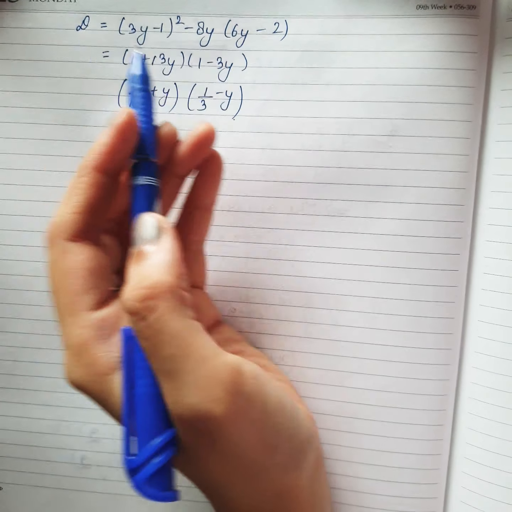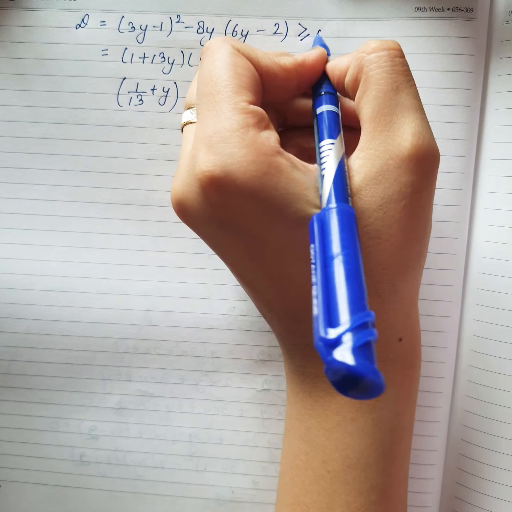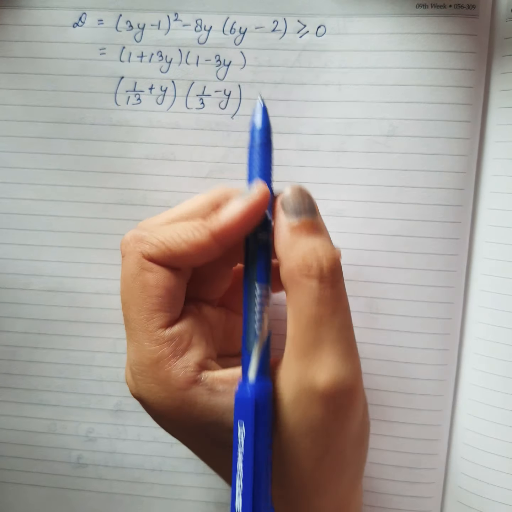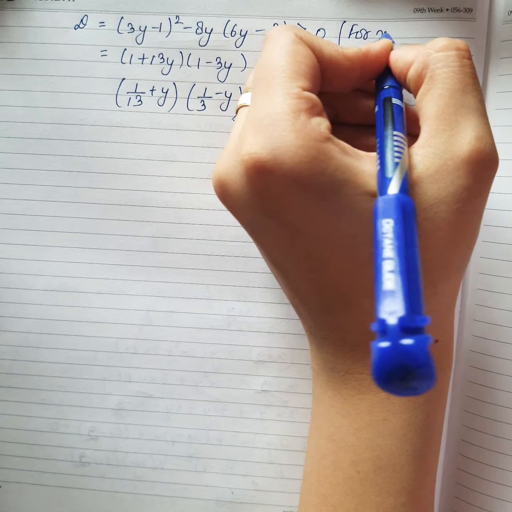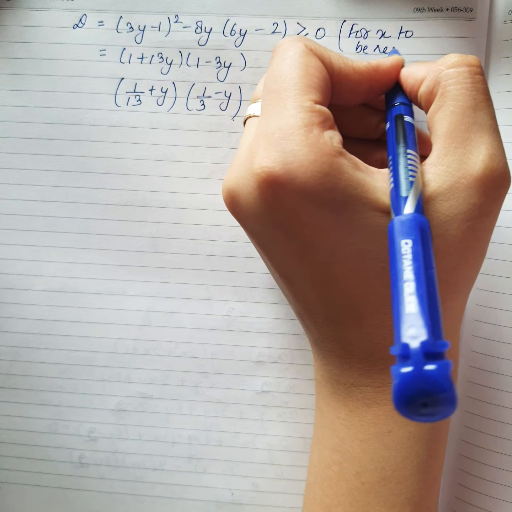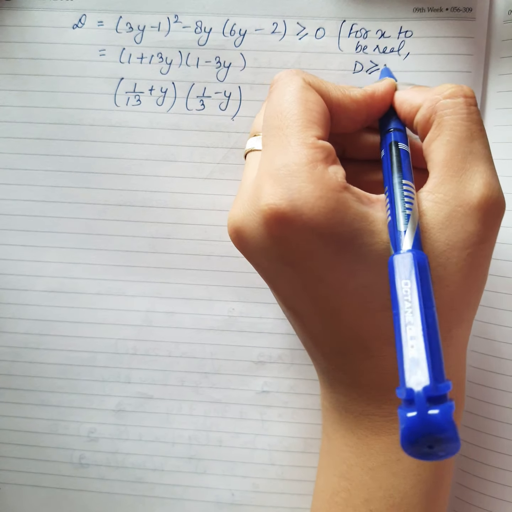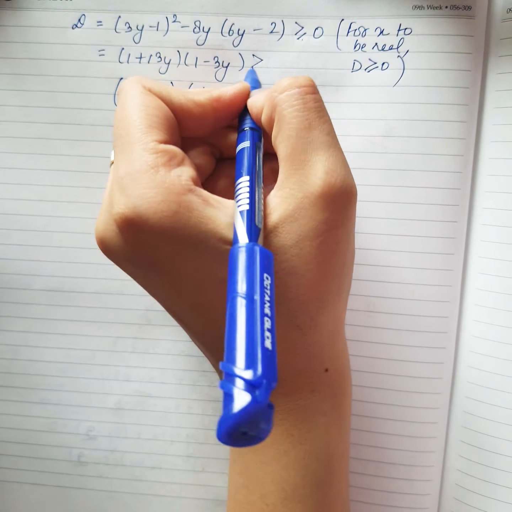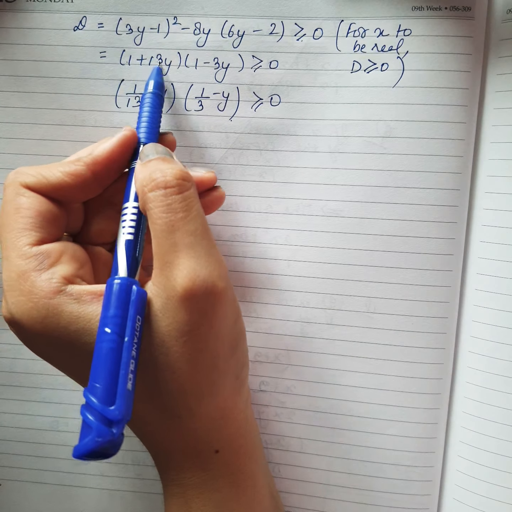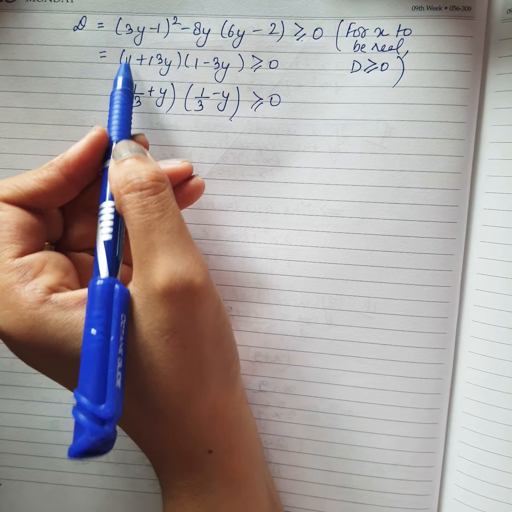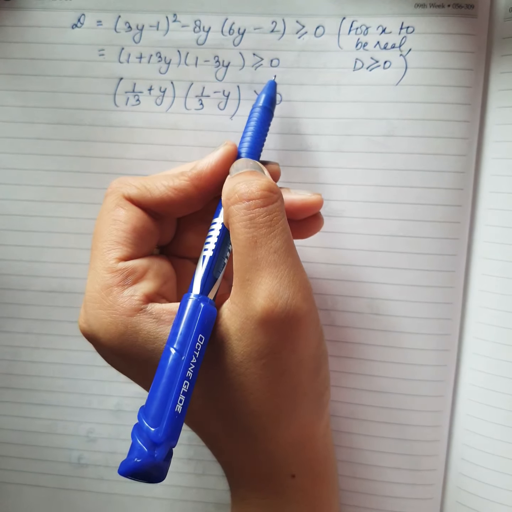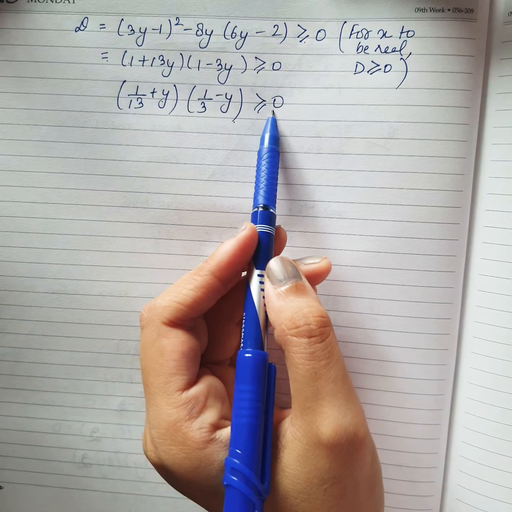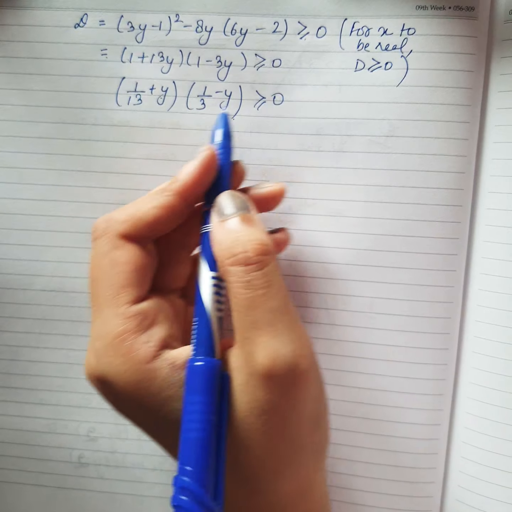So for x to be real, the discriminant has to be greater than or equal to 0, because we do not know whether the roots are real and distinct or real and equal. So the reason is, for x to be real, the discriminant has to be greater than or equal to 0. So that is why we are substituting it greater than or equal to 0. So 1 plus 13y, if I take 13 common, it will be 1 by 13 plus y, and 0 divided by 13 will be 0. Same with 3 taken common and divided by 0, so the expression will be 0.